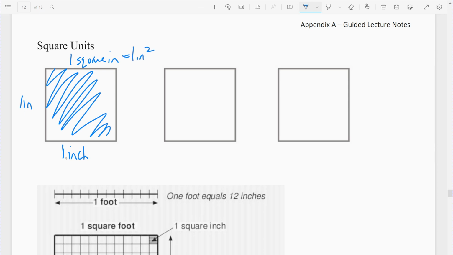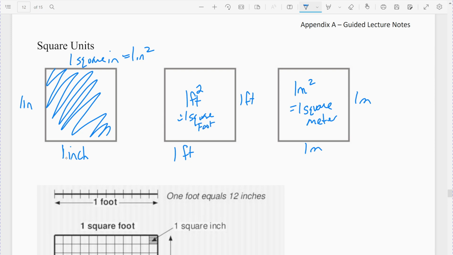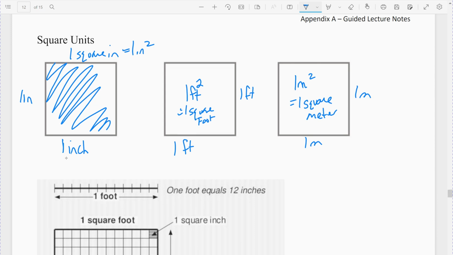It works the same way if it was a foot, 1 foot by 1 foot. This area would be 1 foot squared, or 1 square foot, or meters, 1 meter by 1 meter. This would be 1 meter squared, or again, 1 square meter. This would be 1 square foot, the area of the square unit. Each side is a foot, and so in order to find it, there's the length and the width. So if we want to convert, we have to keep in mind that there are two sides.